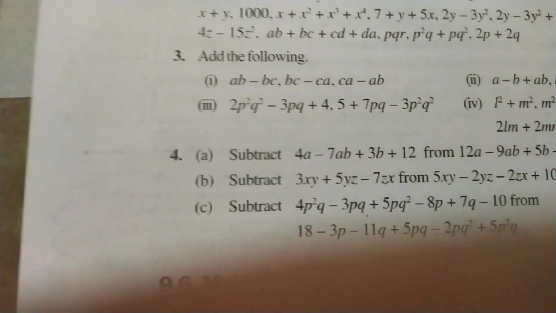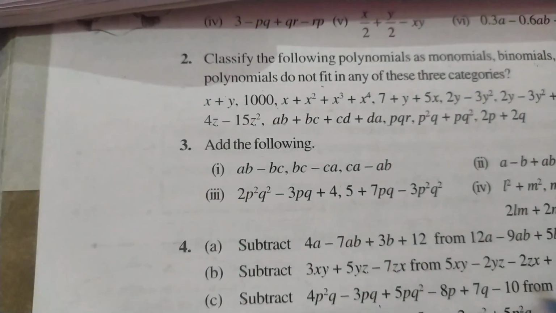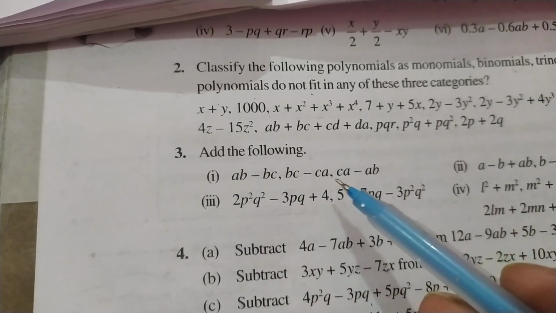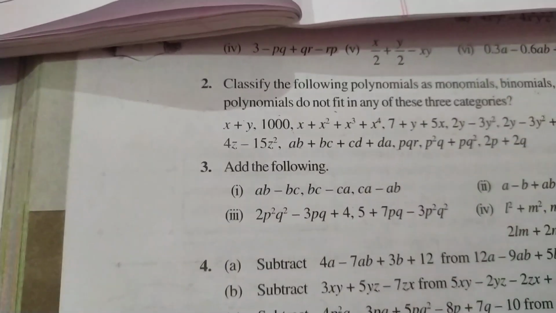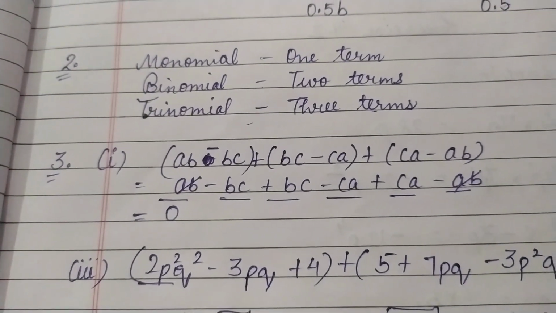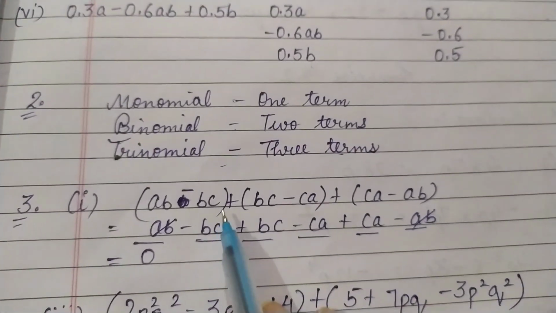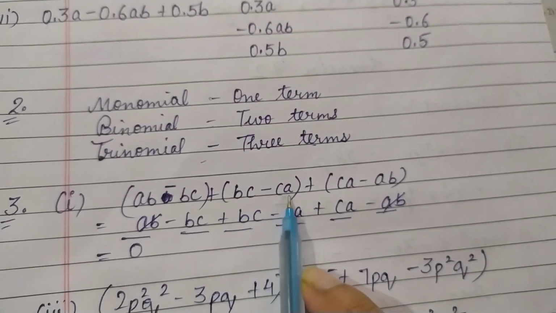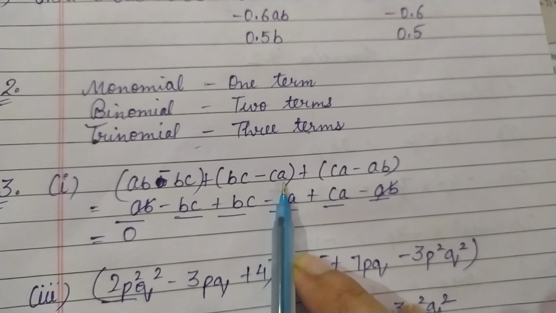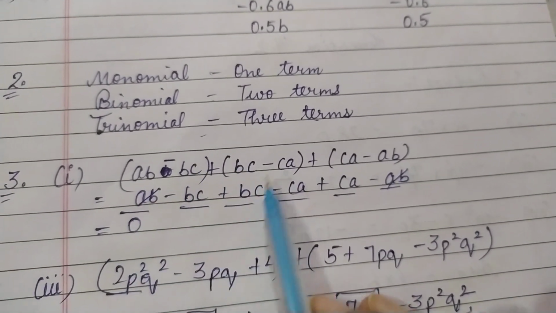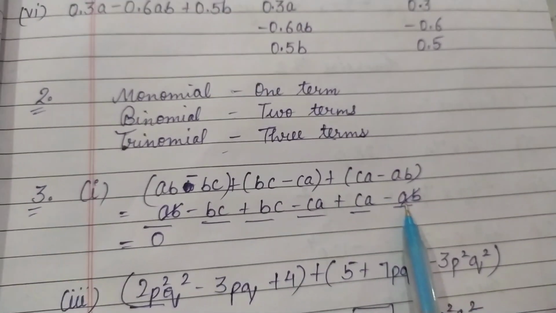Third question is the addition of the expressions. Here you are given expressions, and commas are given. It means this is the first expression, this is the second one, and this is the third one. So you can add them by putting them in brackets, plus and plus. Whenever we have a positive sign and we multiply it with any number, it will not change the number. So we have opened the brackets: AB as it is, minus BC plus BC minus CA plus CA minus AB.